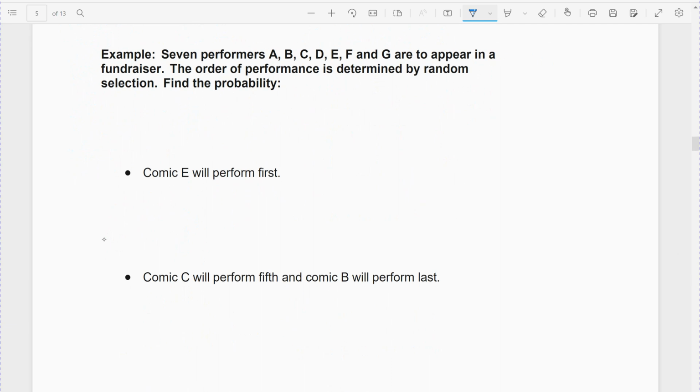Alright, so this one I've got a few questions for. Suppose we have 7 performers, and I'm just going to generically label them as performer A, performer B, performer C, D, E, F, and G. So we've got 7 people. So N is 7. To appear in a fundraiser, the order of appearance is determined by random selection. We're going to be finding probabilities this time. Remember, probability is the number in my event divided by the number in my total outcomes.